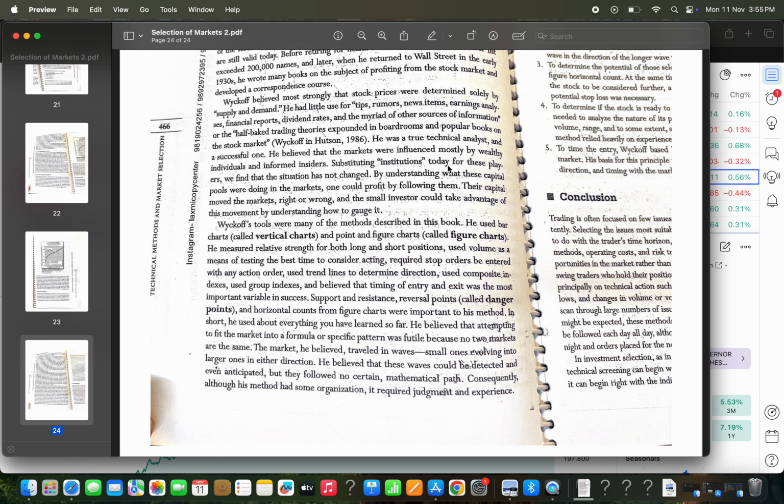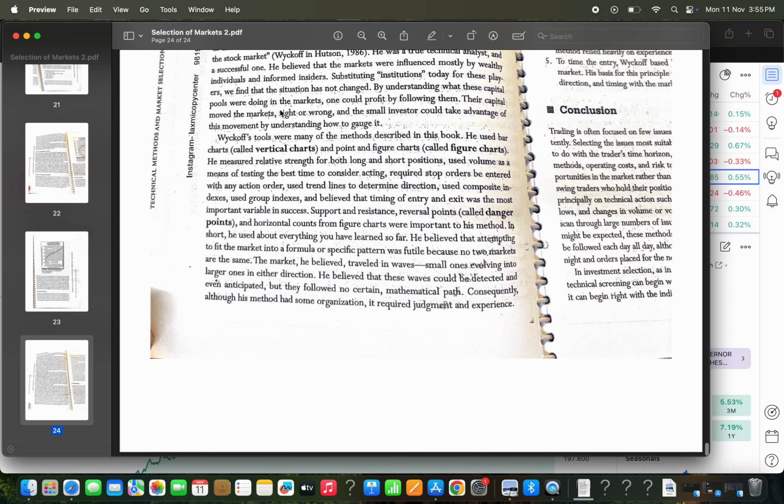By understanding what these capital pools were doing in the markets, one could profit by following them. Their capital moved the markets right or wrong, and the small investor could take advantage of this movement by understanding how to gauge it. Wyckoff's tools were many of the methods described in this book's chapters.